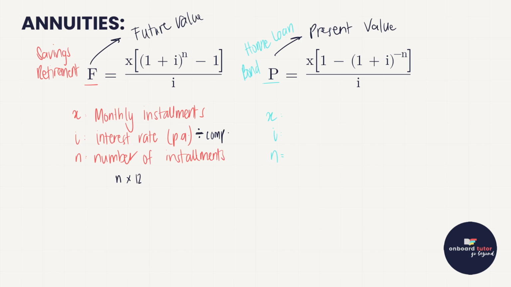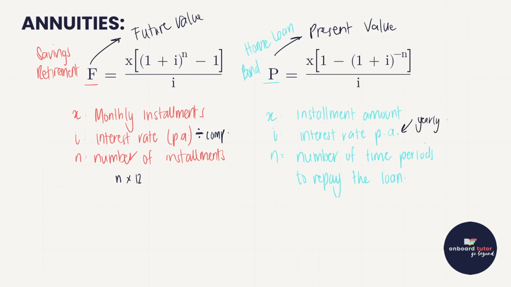Okay, it's very similar for a present value. So X is the installment amount. In other words, how much are you paying off every month? I is that interest rate, again, per annum. Remember, that means a yearly thing, so you'll need to adapt it. And then N is the number of time periods that we'll take to repay the loan. So if we're paying it off over 10 years and we're paying it off quarterly, we will have 40 payments that we make.